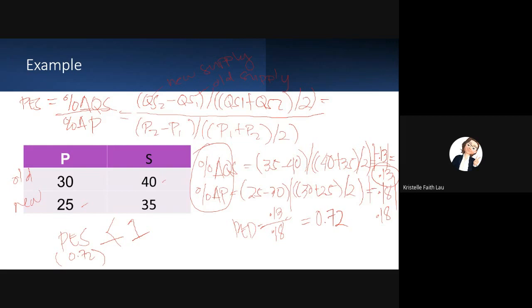So diri sa problem kay ang PES nato is less than 1. So ang answer for this is inelastic.